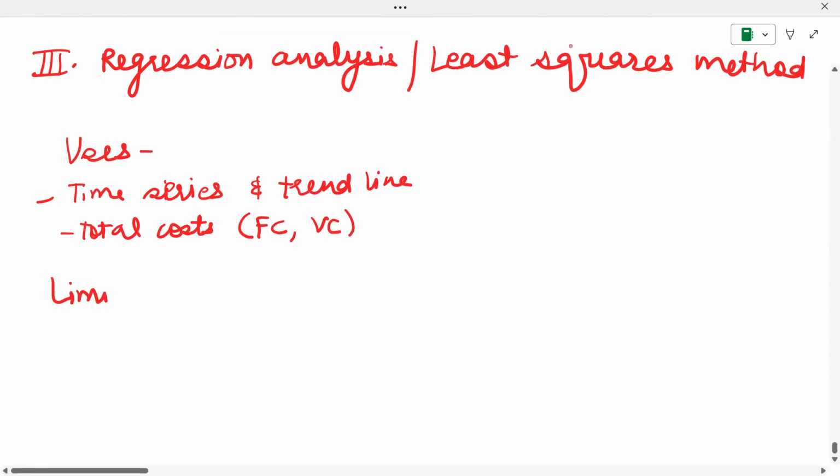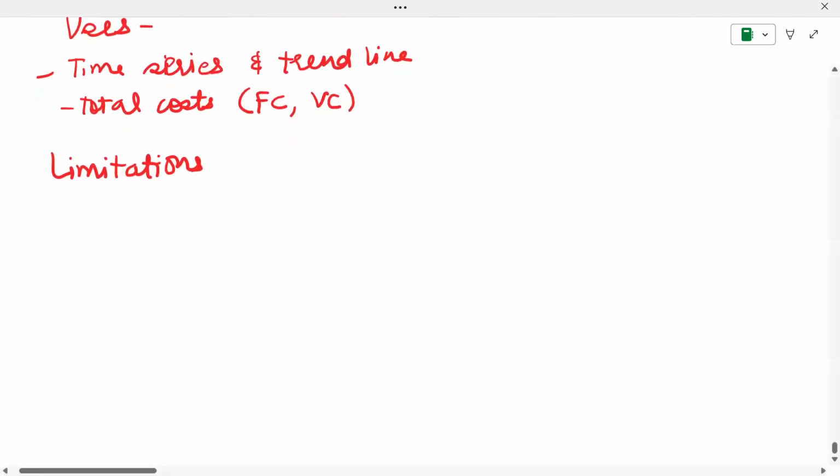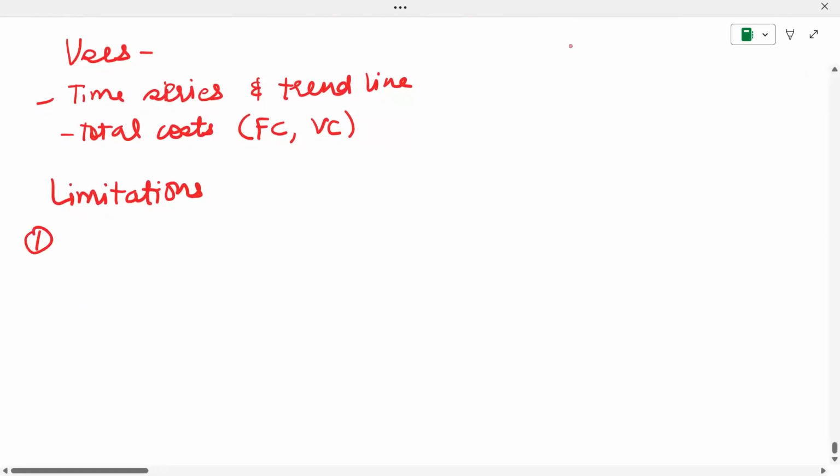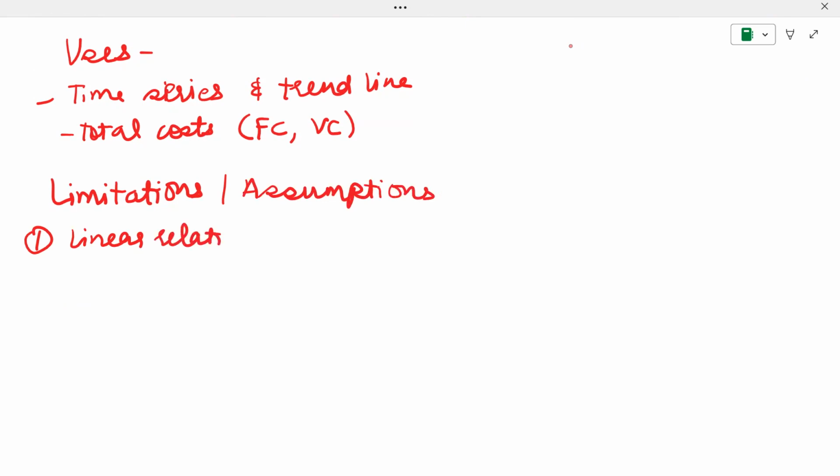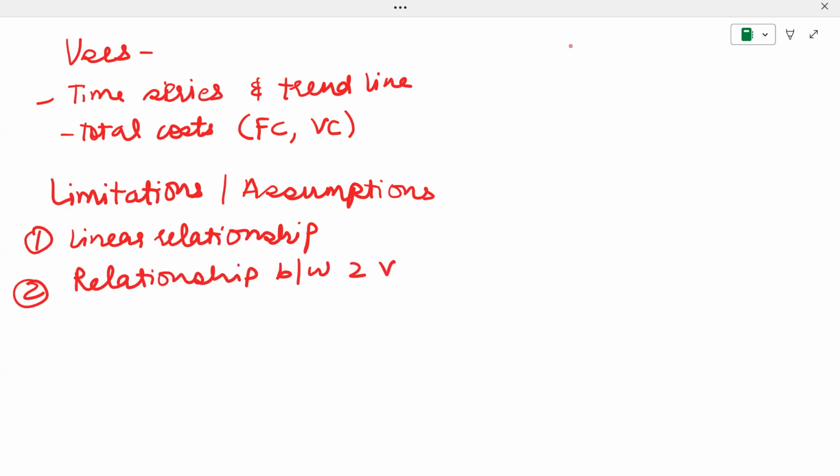Again, talking about the limitations like we have been doing. The limitations of this method is that it assumes a linear relationship between the variables. You can also say that these are the assumptions. Linear relationship means if something is going to get increased by 1 point, the other thing is also going to get increased or decreased by 1 point, and it only measures relationship between two variables. So if there are multiple variables, this will not be useful.